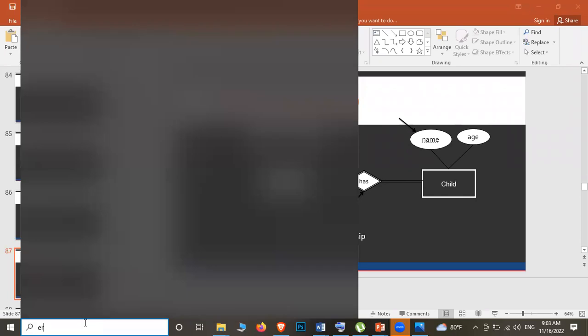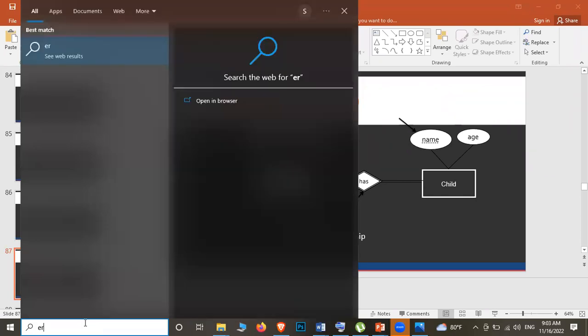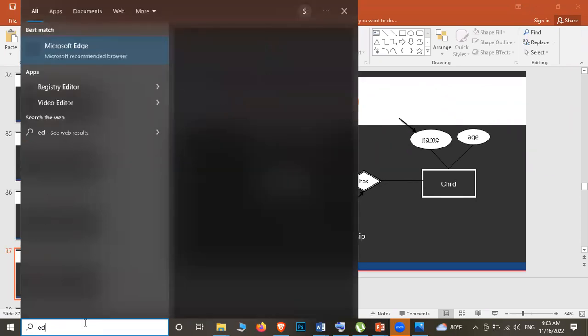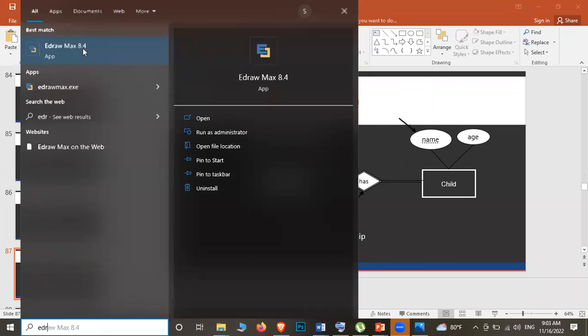eDraw Max 8.4 version is the one I am currently using. This is the application. Just search for it, and if you see something like this, you can easily download and install it.